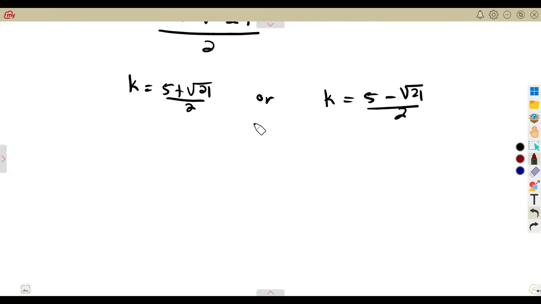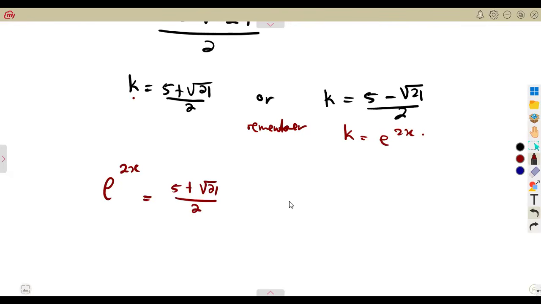We introduced this, but remember what we had before, that k is equal to e to the exponent of 2x. So in place of k, we can write this as e to the exponent of 2x is equal to (5 plus the square root of 21) over 2, or e to the exponent of 2x is equal to (5 minus the square root of 21), everything over 2. Guys, we need to solve for x.